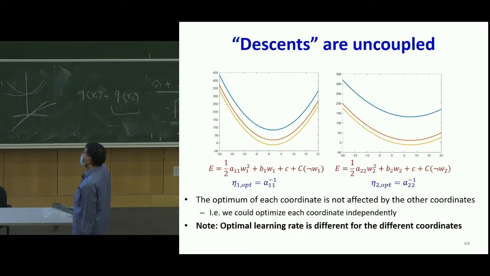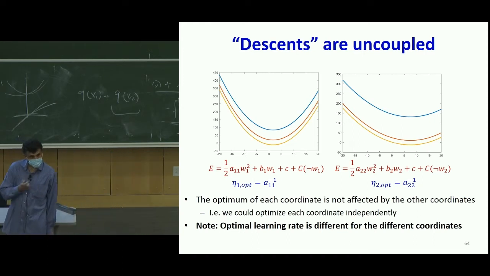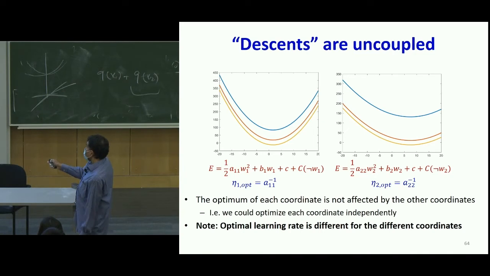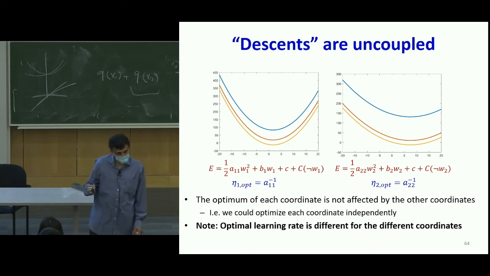Now, I can write this as a sum of two quadratics. It's one quadratic plus everything related to the second variable, or you can think of it as the second quadratic plus everything related to the first variable. So here is the quadratic with respect to the first variable. It's going to be some a11 w1 squared plus other terms. Here is the quadratic with respect to the second variable. It's going to be a22 w2 squared plus other terms, right?